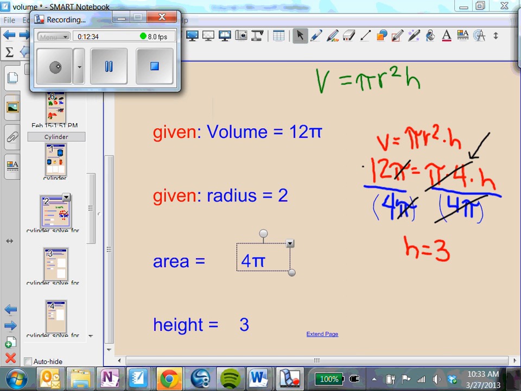So the area is 4 pi because we just put 2 in pi r squared, which is the formula for area of a circle, and 2 squared is 4, so it's 4 pi.